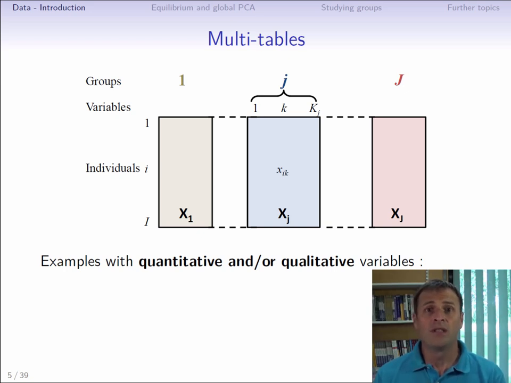In many applications, data tables like this can be found with the same set of individuals described by several groups of variables. In fact, the groups of variables may correspond to different sources of information. Here are some examples of different applications.